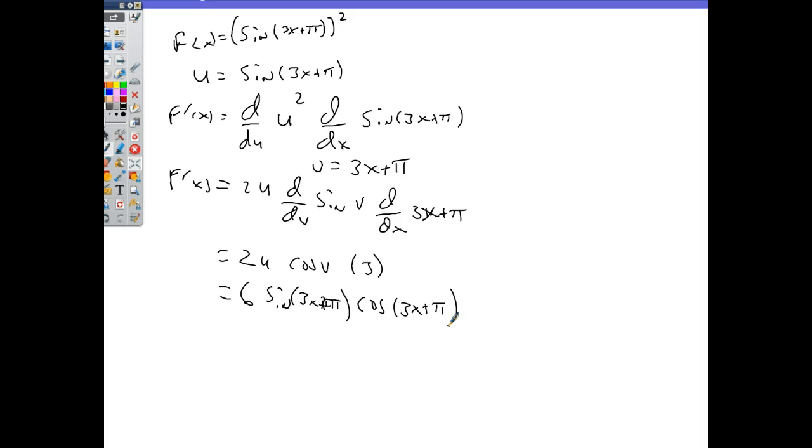Here's the simple way. Just take a deep breath. The u is sine 3x plus pi. We write them down so that we can go back and find them later. When you have a u, a v, and perhaps a w, you're going to want to write them down, so at the very end you can just put them back where they go. Fair enough?